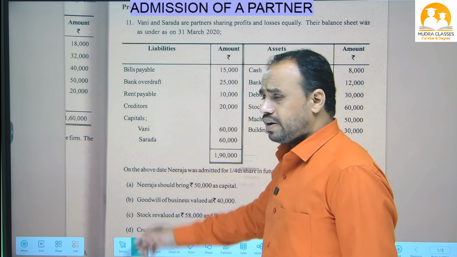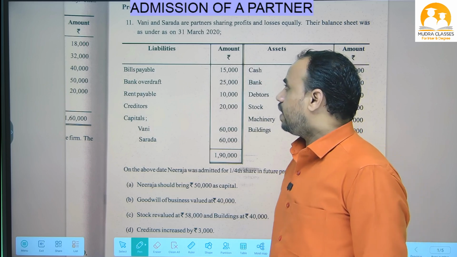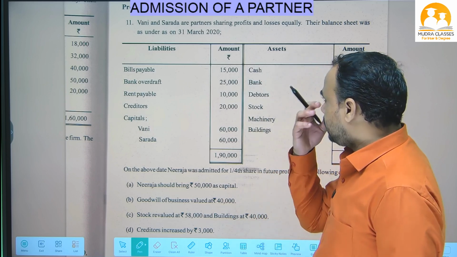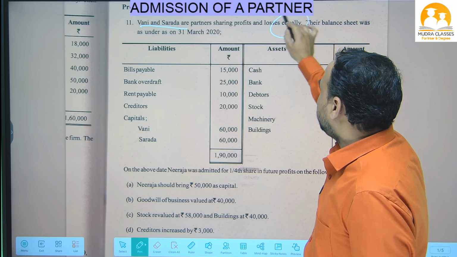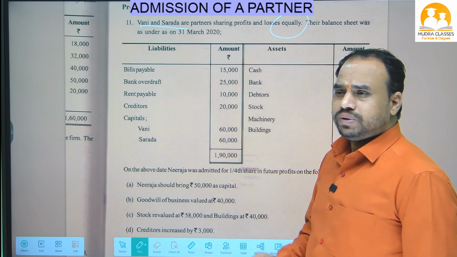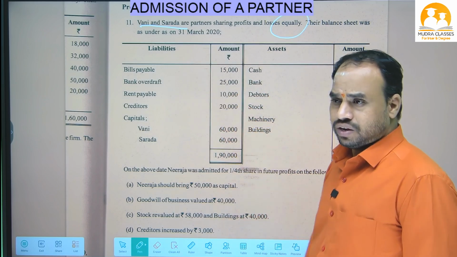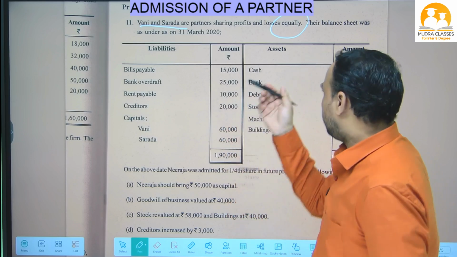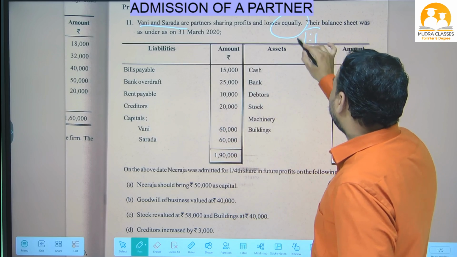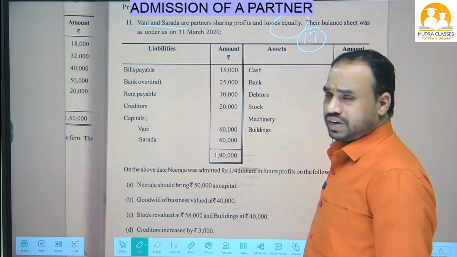So in this session, I am going to explain question number 11 from admission of a partner in intermediate second year. What is given in the question? Vani and Sarada are partners sharing profit and losses equally. What is the meaning of equally? If the business got 1 lakh profit, 50,000 is taken by Vani and Sarada takes the remaining 50,000. If the business got 2 lakhs profit, 1 lakh is taken by Vani and Sarada takes 1 lakh. So in other words, we can call it 1:1 ratio, whenever it is called equally.